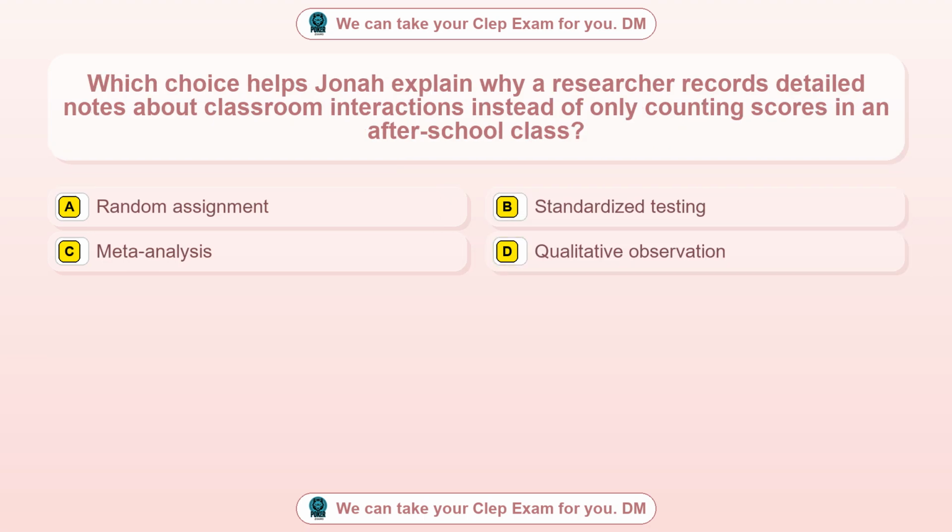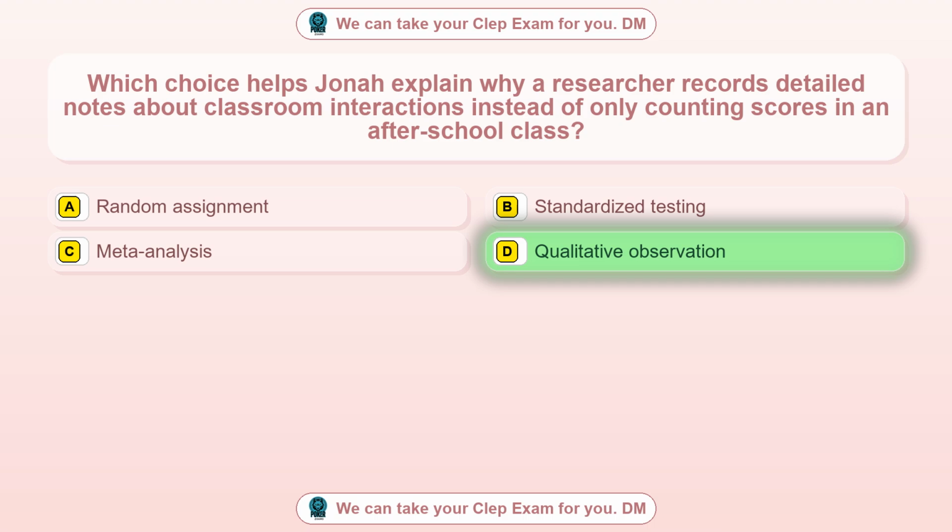Question 98. Which choice helps Jonah explain why a researcher records detailed notes about classroom interactions instead of only counting scores in an after-school class? Option A, random assignment. Option B, standardized testing. Option C, meta-analysis. Option D, qualitative observation. The correct answer is option D.